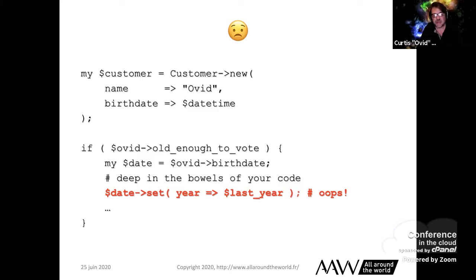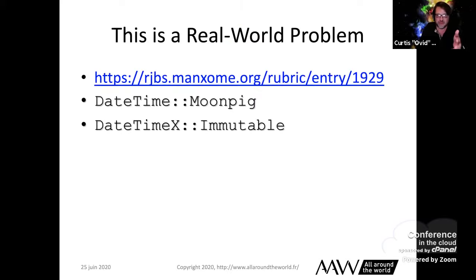But the date is still mutable, which means you can set the year to last year, and now Ovid is no longer old enough to vote in this section of code, which is supposed to guarantee that I am old enough to vote. This is not a theoretical problem. Ricardo Signes wrote a brilliant blog entry about the real problems he had debugging mutable state because objects are all references. So this bit of code over here changes a value in an object. This bit of code over here, which has the same reference, oops, that's going to be a problem.